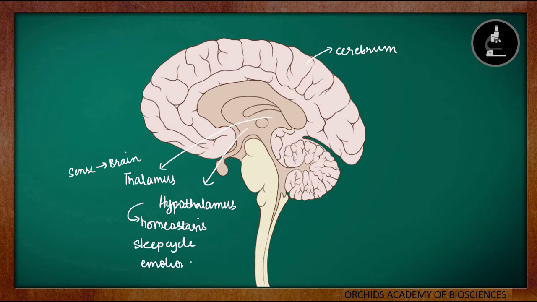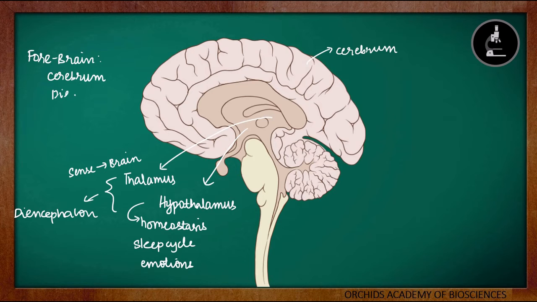So we can see that thalamus and hypothalamus are having different functions. Thalamus relays the information from sense organ to brain, whereas the hypothalamus is responsible for homeostasis, sleep cycle and emotions. The thalamus and hypothalamus are the parts of diencephalon. So what are the parts of forebrain? They constitute cerebrum, which is the largest part of the brain, and the diencephalon.